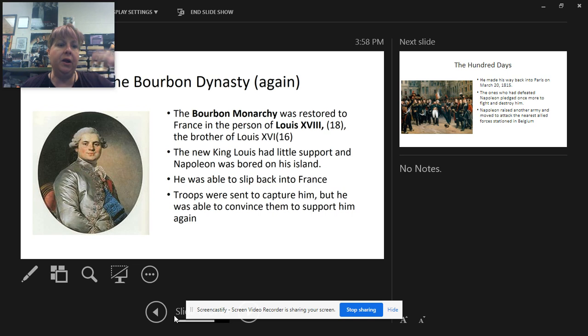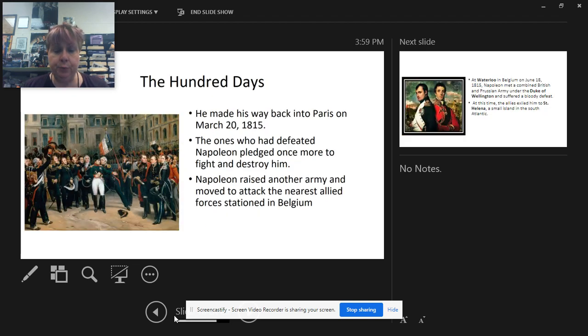And the Bourbon monarchy hears about him coming back into France, and they send troops to meet him and to capture him. And he literally meets them at the gate, kind of like a standoff. And he's like, "Would you shoot your emperor?" And they kind of like, "No, come on in, round two." He's able to convince them to support him again. And so he comes in and they take the Bourbon monarchy off the throne, and he's back in as emperor.